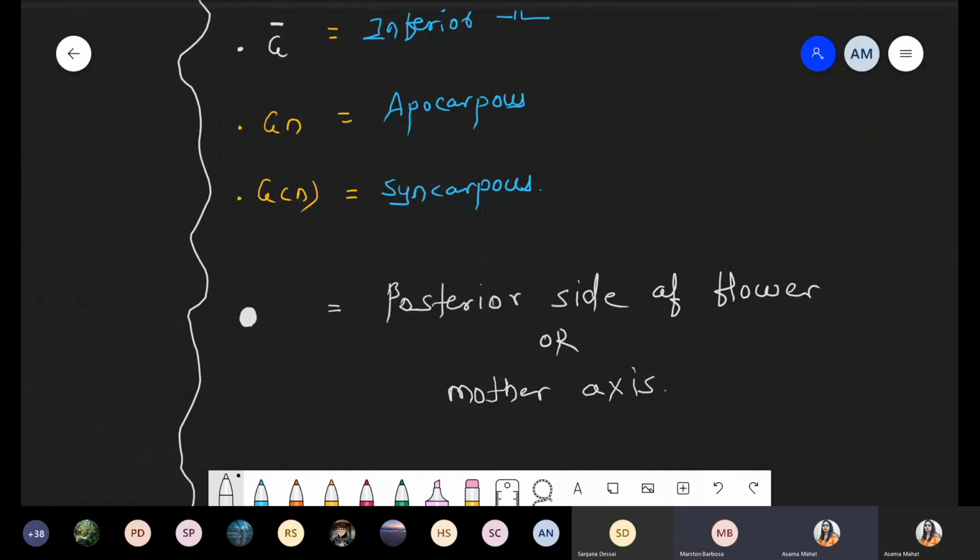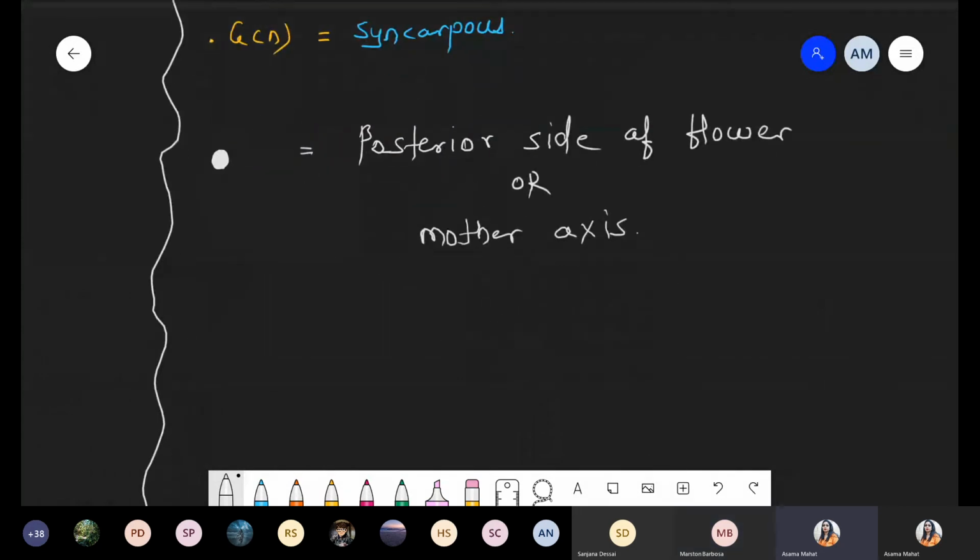Mute your mic. So I try to tell you one thing. What is the meaning of posterior and anterior side in the formula? Means in flower position actually. Markstone, your mic is on, Baba.